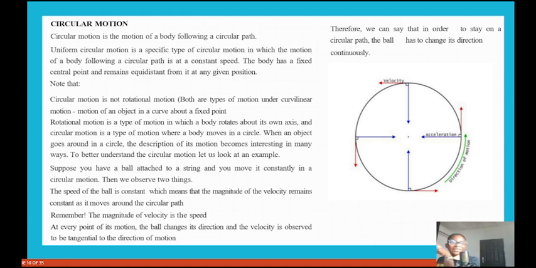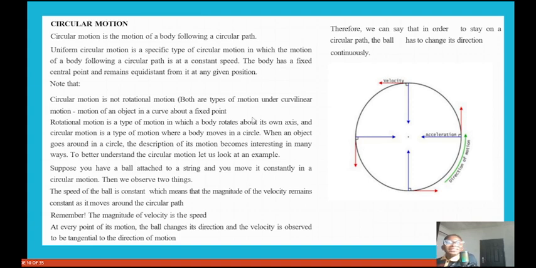The body has a fixed central point and remains equidistant from it at any given position. So a constant point. Look at it now. You can see the velocity is equal. That's what is called the uniform circular motion. This is the direction, you can see the velocity, and this is the acceleration.